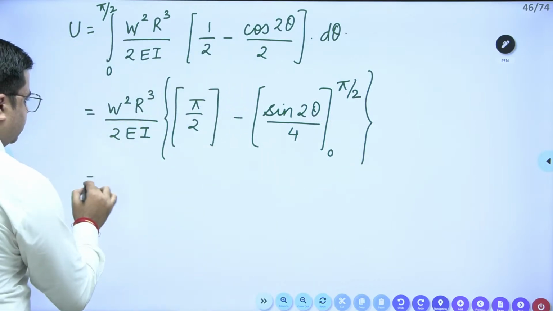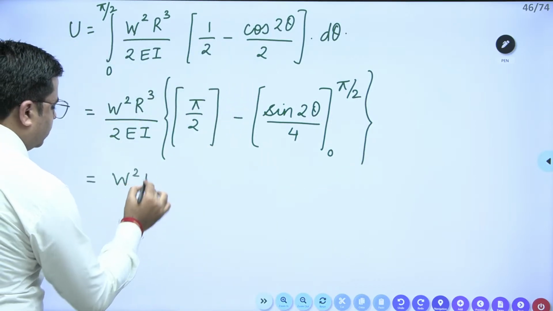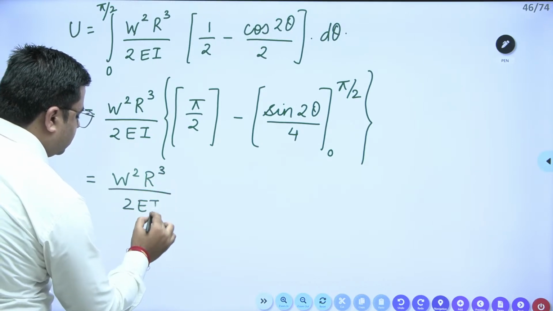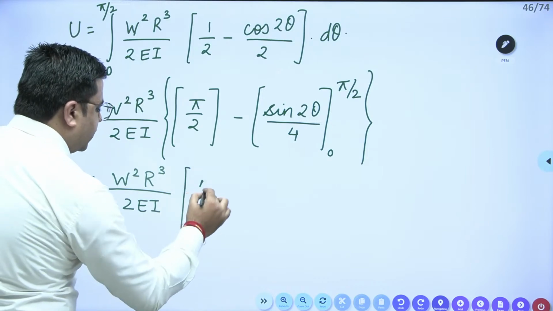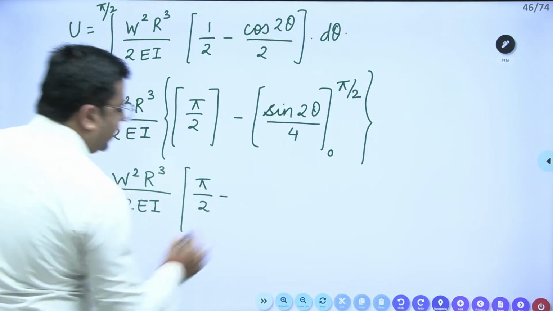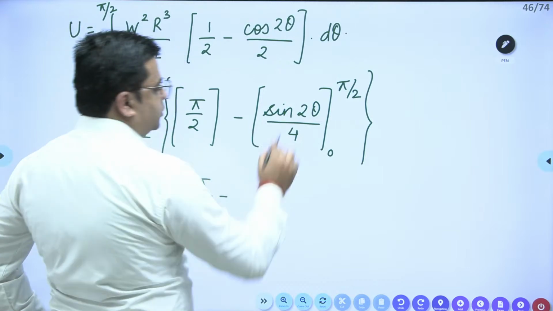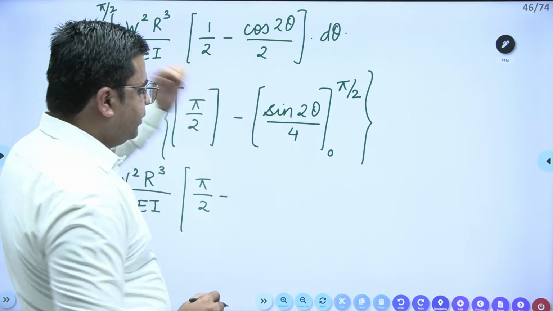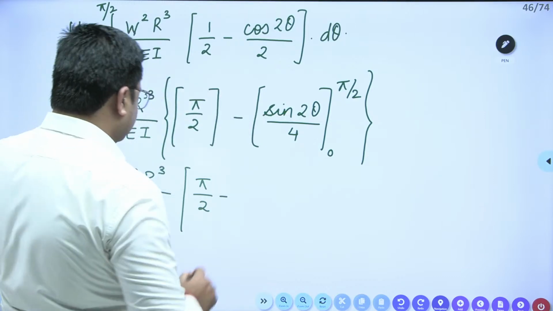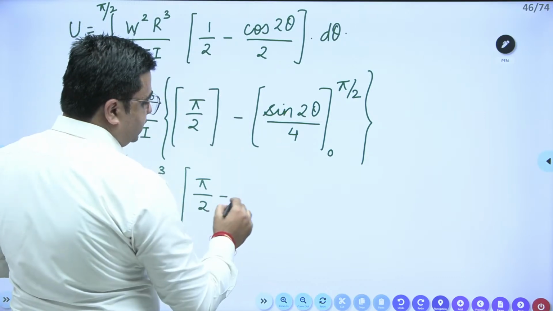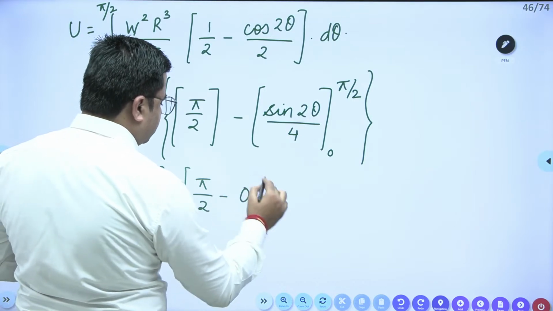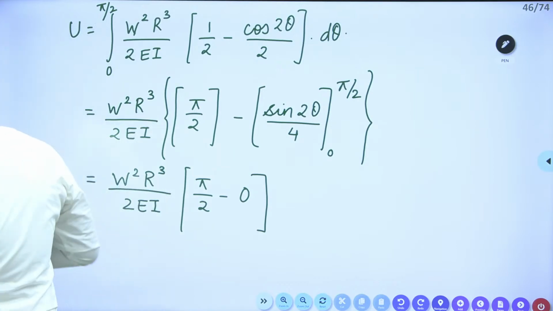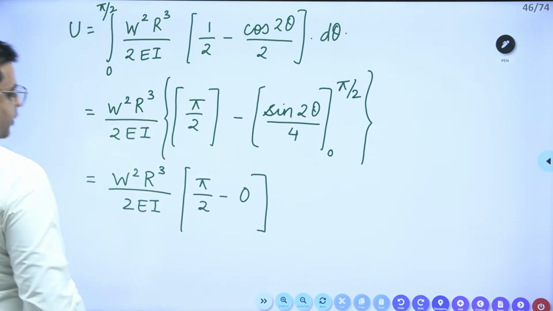So this is W squared R cubed upon 2EI into pi by 2 minus sine 2 theta. So sine pi is 0 and sine 0 is also 0. So this comes out to be 0. Just cross check it. This is 0 or not? Just cross check and tell me this is 0 or not. So here you will have the final answer.